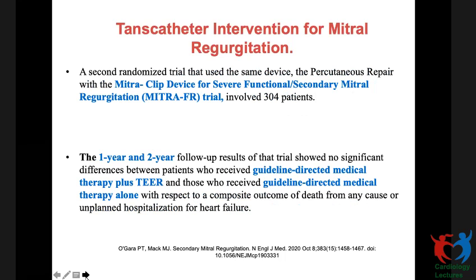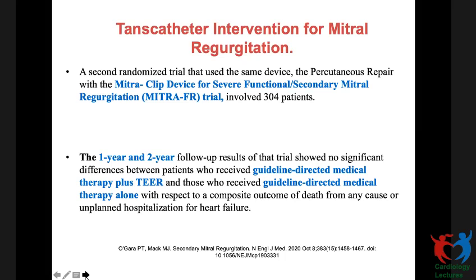But subsequently, a second randomized trial that used the same device, the Percutaneous Repair with the MitraClip Device for Severe Functional/Secondary Mitral Regurgitation, which involved 304 patients, that is the MITRA-FR trial, showed in its 1-year and 2-year follow-up results no significant differences between patients who received guideline-directed medical therapy plus TEER and those who received guideline-directed medical therapy alone, with respect to the composite outcome of death from any cause or unplanned hospitalization for heart failure.